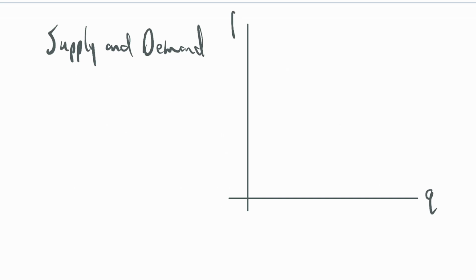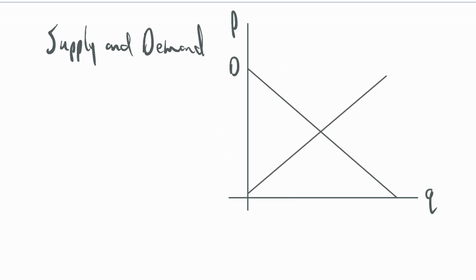Struggling with the interface here. Sometimes the interface is a little weird. So generally you have a decreasing demand function. Let's say that's our demand, right? And then generally you have an increasing supply function.